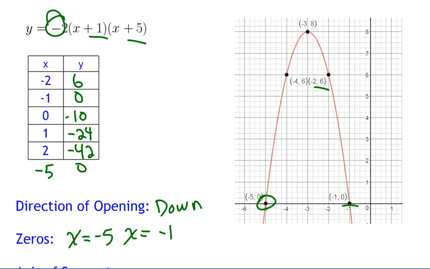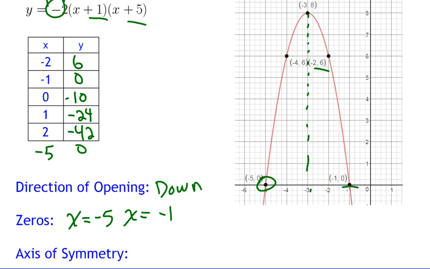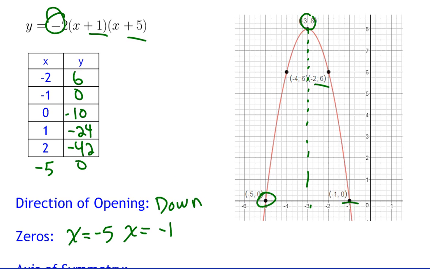The axis of symmetry is that line that divides the graph exactly in half. And in this case, the axis of symmetry is going to be x equals negative 3, this x value of the vertex.